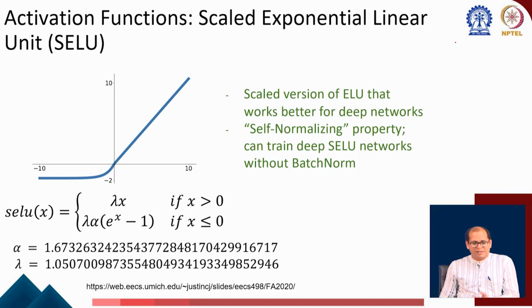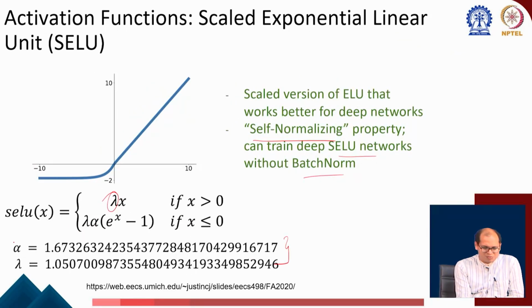Then you have SELU, the scaled exponential linear unit, that seems to work better than ELU. It has a nice self-normalizing property, and it has been shown that it can train deep networks without using batch norm if you use SELU activation. What is the formulation? It is very similar, except you have a lambda term in the positive direction, and in the negative you again have a lambda term. These are typically the values of both alpha and lambda that were found to work best with this function. So, this is SELU.